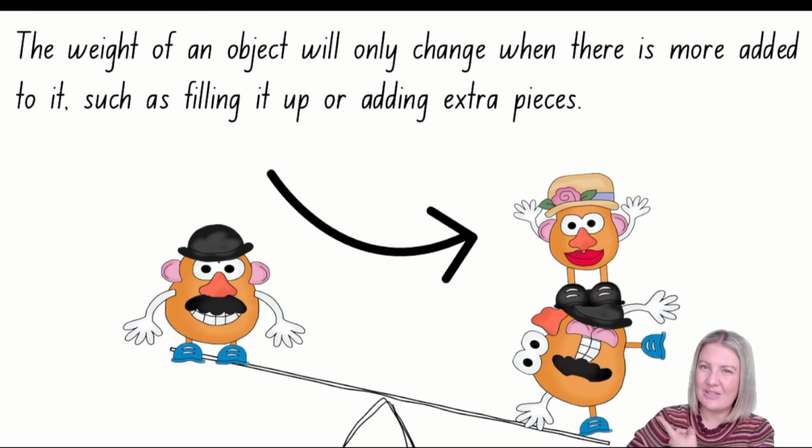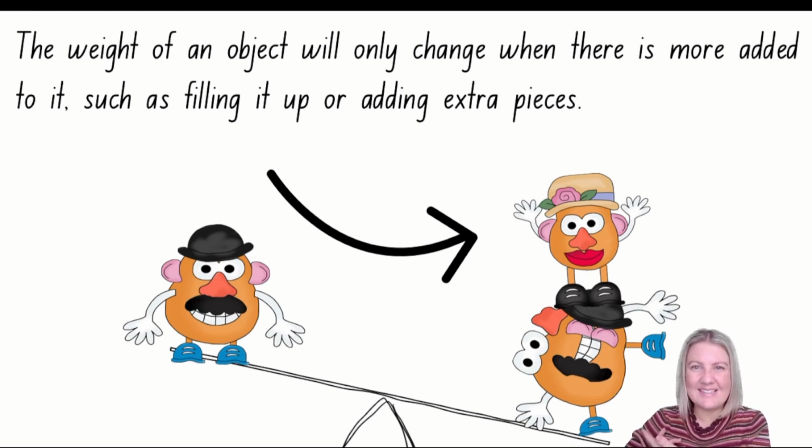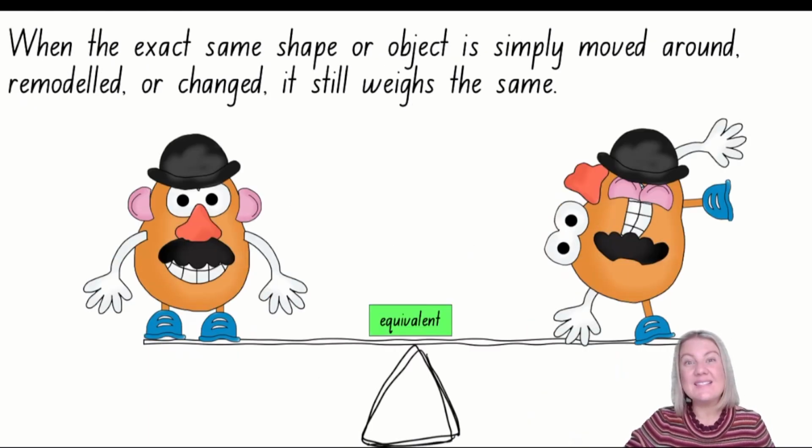This picture gives us a clue about that. Here, I've added more potato and more parts, so one side's heavier than the other. But if I had the exact same potato, but just rearranged in a different way, no parts added, no parts removed, then it would still be equivalent. A shape can weigh the same even if it's modelled or represented differently.